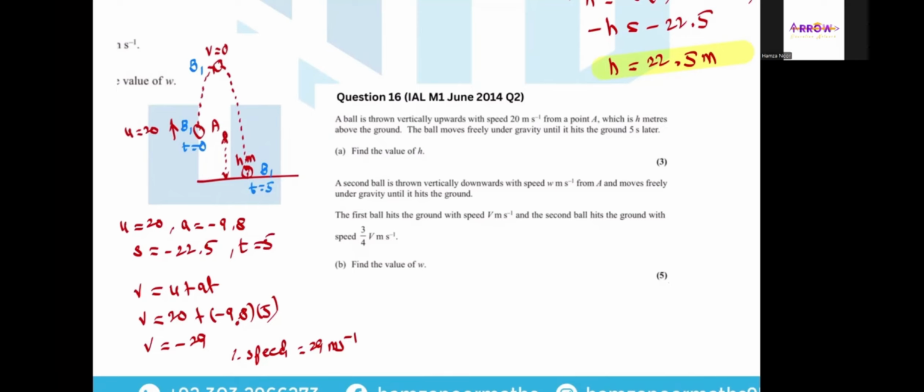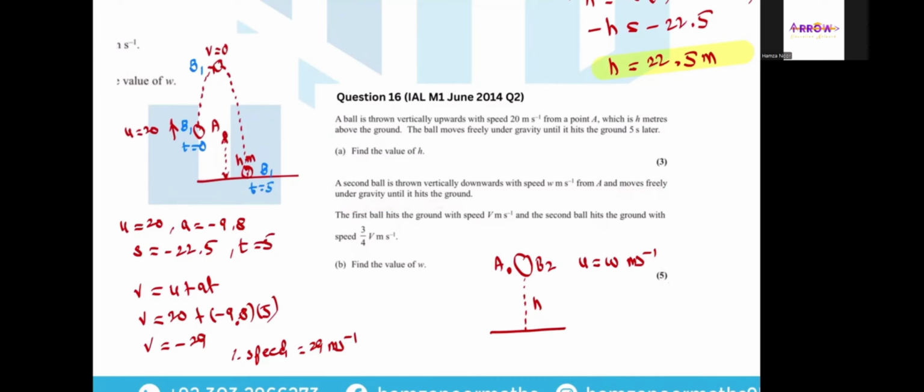So now we will have ball 2. For ball 2, I'm going to make a sketch. From point A, which is h meter above the ground, meaning 22.5 meter above the ground, a second ball is released from here. Let's say this one is ball 2. This ball 2 is released vertically downwards with an initial speed of w meter per second, and it moves freely under gravity until it hits the ground.